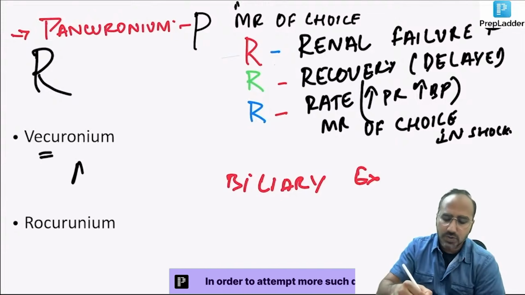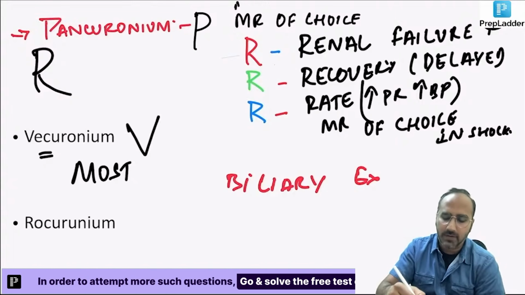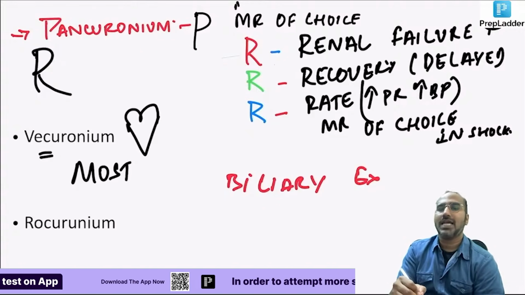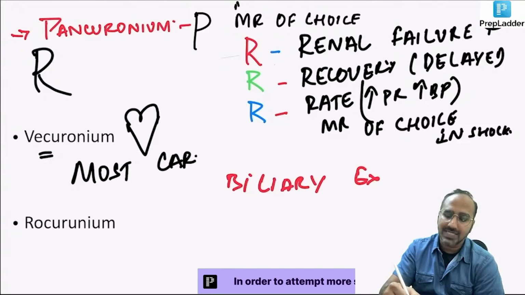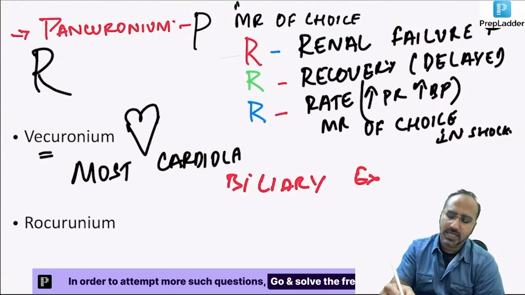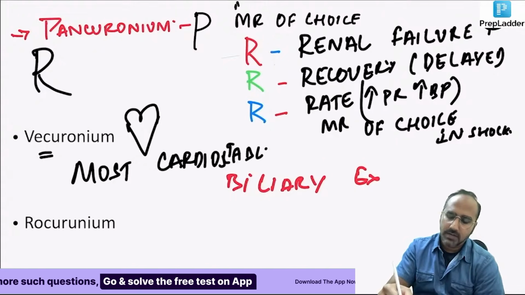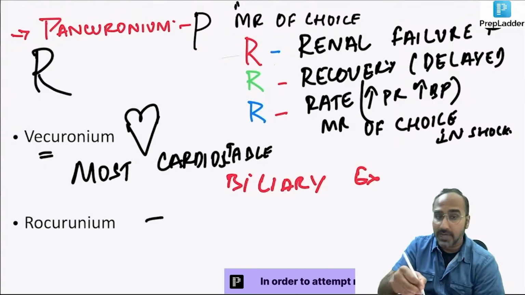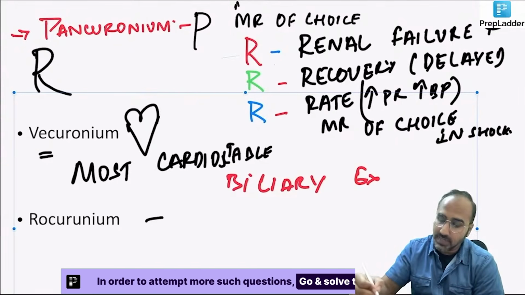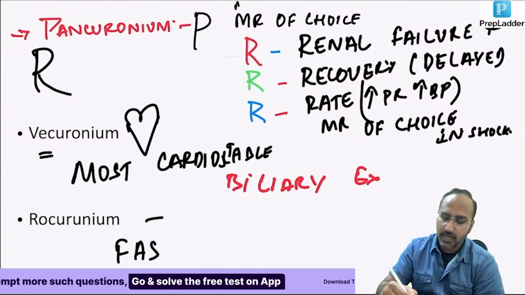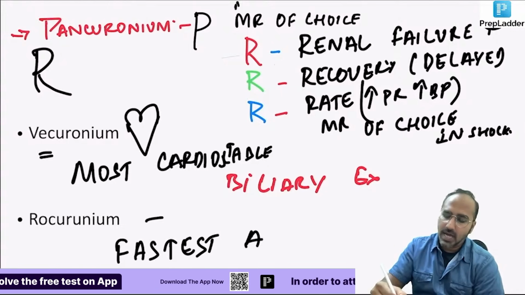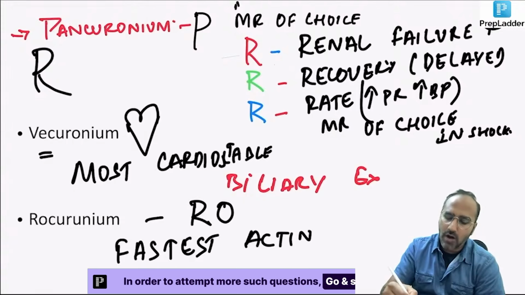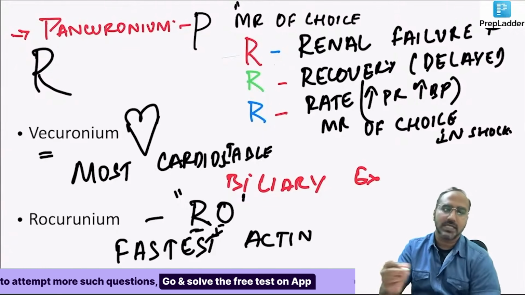Next is what, guys? Vecuronium. Vecuronium is the most cardiostable, guys. I used to remember vecuronium as V of Valentine's Day. V of vecuronium looks like a heart. It is the most cardiostable muscle relaxant, but it has biliary excretion. It can be used for cardiac patients. Rocuronium. When anyone tells you rocuronium, remember rocuronium is what, guys? Rocuronium is the fastest acting muscle relaxant. Or you can say rocuronium, rapid onset. RO of rocuronium, rapid onset, equals fastest acting muscle relaxant.